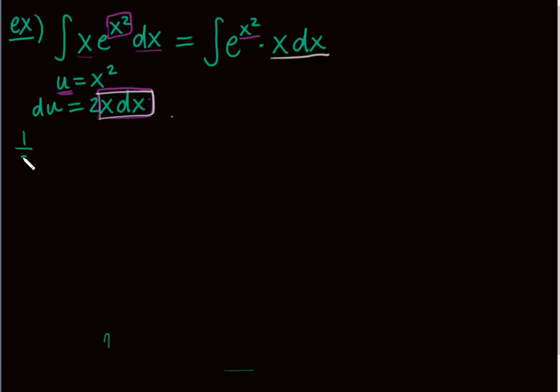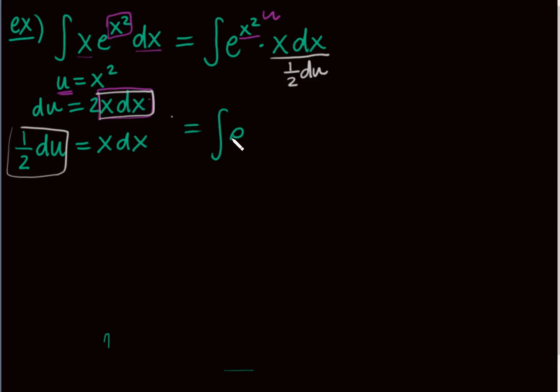Well, I want to isolate this x dx by itself. So all I need to do is divide by 2. And I get, what is x dx? x dx is 1/2 du. So this guy here is going to be replaced with 1/2 du. And then what is x squared going to be replaced with? u. Okay, so let me show you. So this becomes e to the u times 1/2 du.